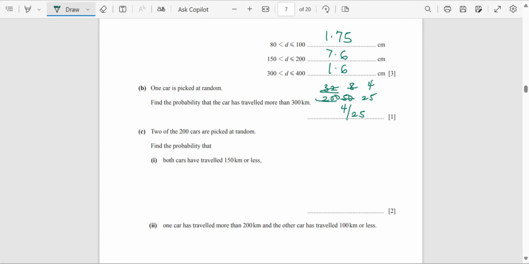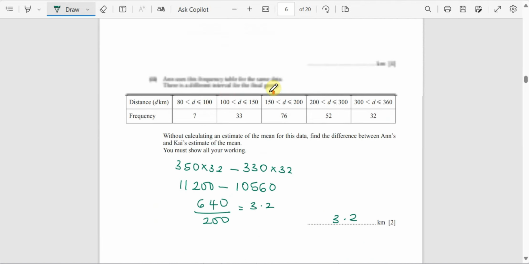2 of the 200 cars are picked at random. Find the probability that both cars have traveled 150 kilometers or less. So 2 of the 200 cars, that means we are still considering 200 cars as the total. So our total is 200 cars. Let's go back to the table. How many of these cars have traveled 150 kilometers or less?